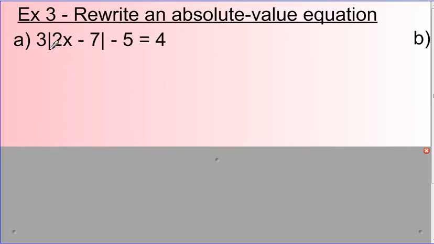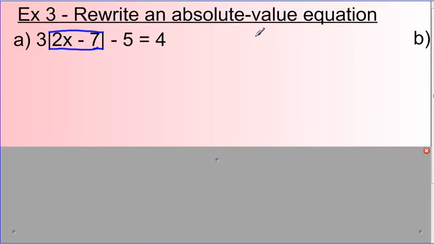So think of this absolute value area here as a box. I want to get that box, everything there, by itself. So we have to get rid of this times by 3. We have to get rid of this subtract by 5. Think of it like solving an equation.